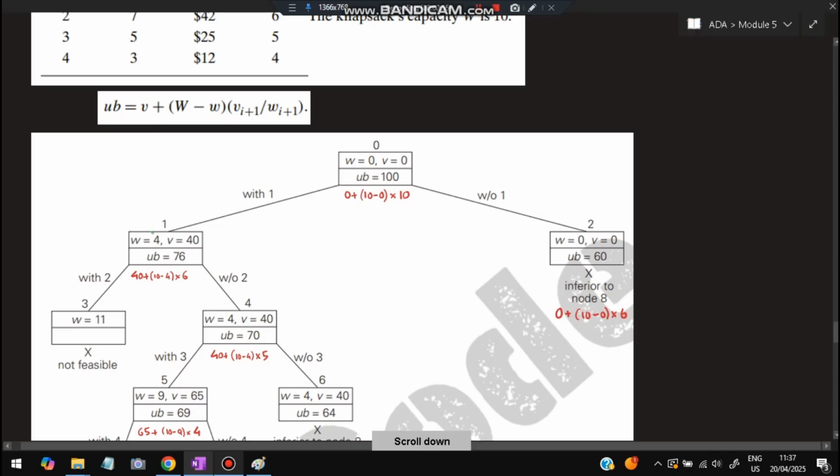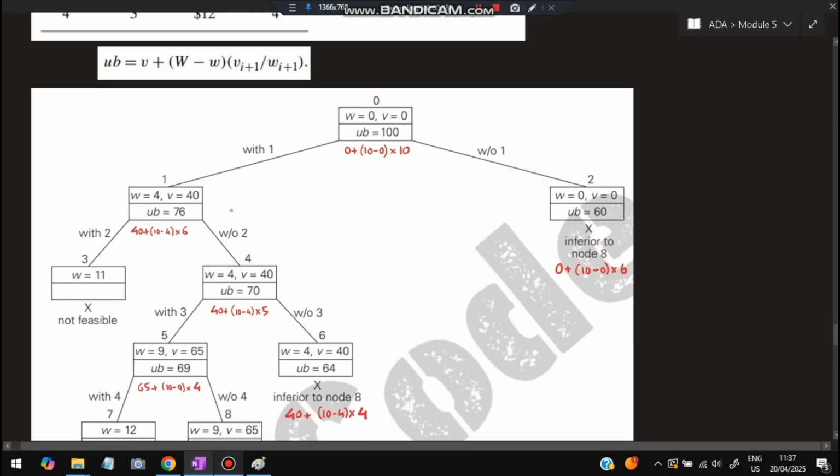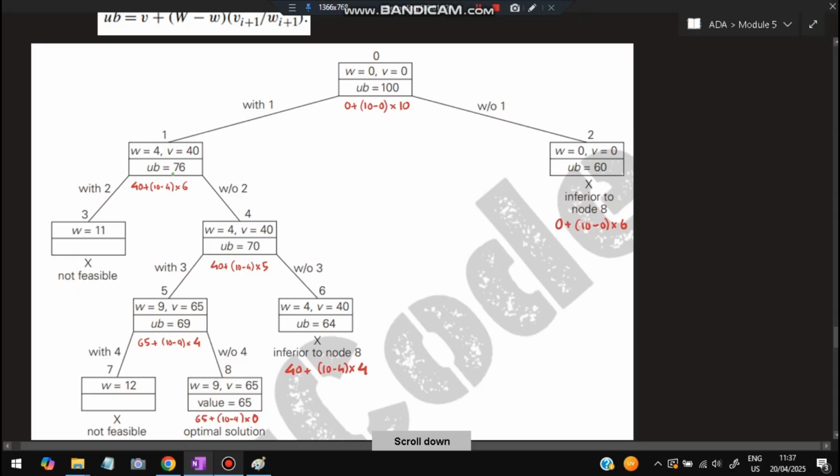Then you come back again here. You have to expand each node. I'll explain this at the end. So you have to expand each node. Here you got 76 and here you got 60. You have to always expand the higher node. Remember this, I repeat, you have to always expand the higher node. The higher value, that you have to expand.